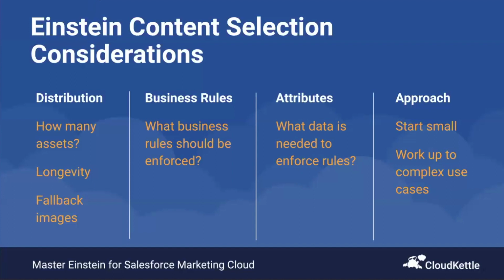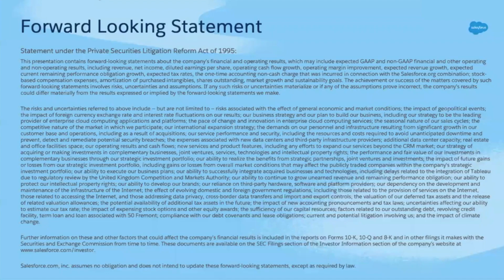Now, so far, I've explained the current features and functionality of Einstein Content Selection. Now, I'd like to share upcoming enhancements that we can expect to see in future releases. But before we do, I need to remind you that Salesforce is a publicly traded company, and you need to base your purchasing decisions on products or services that are already available.